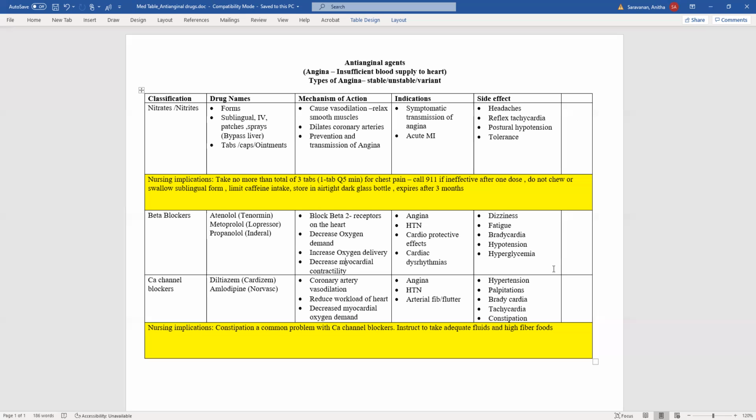And then some of the side effects are hypotension, and they can cause some palpitations, bradycardia. Constipation is the main one, so encouraging patients to take adequate fluids.